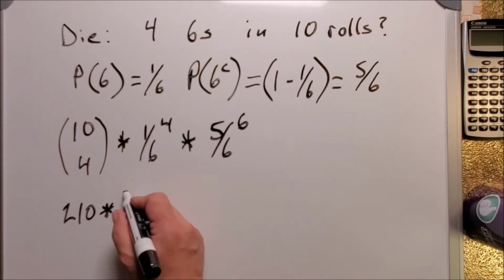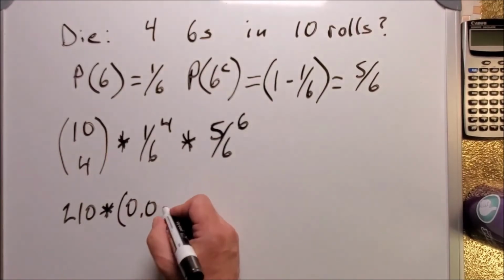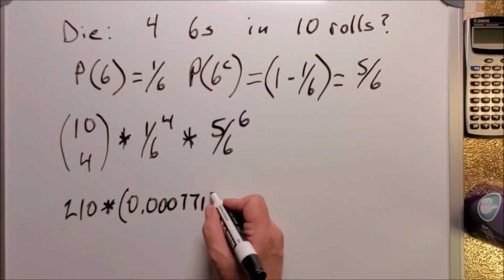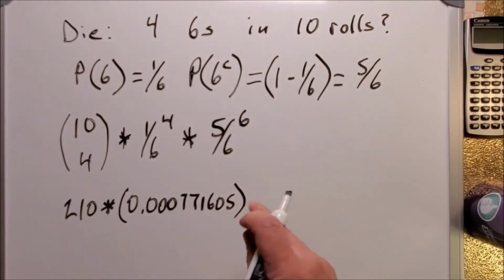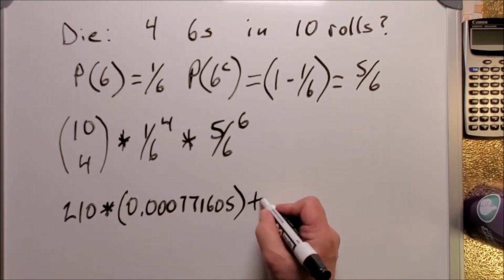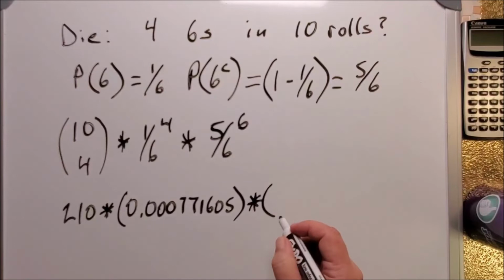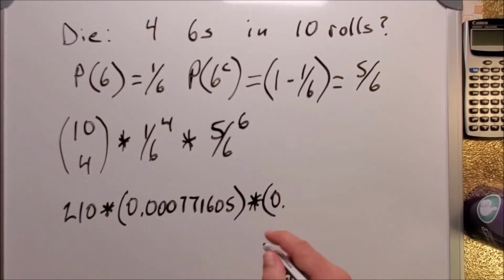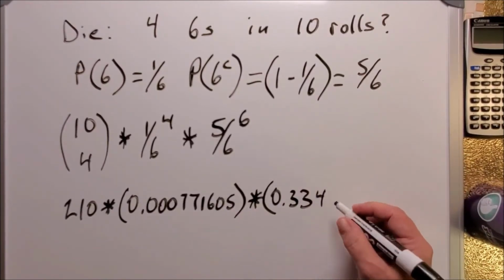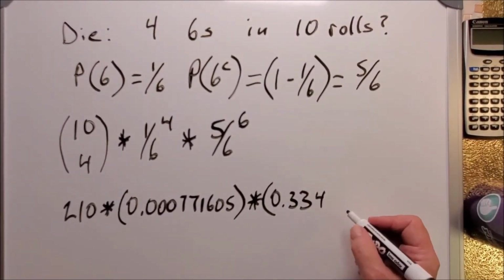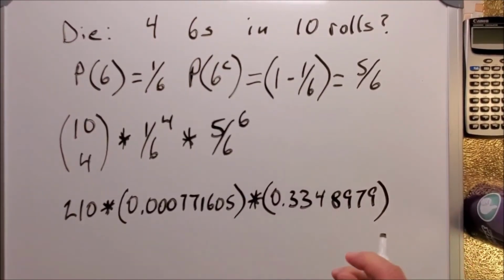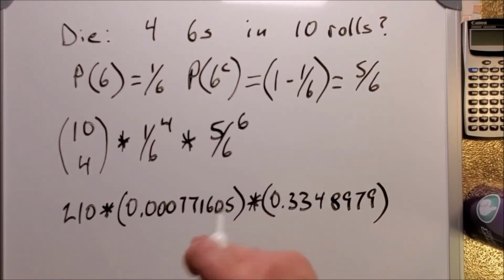So 1/6 to the 4th power, I got 1,000,000. I'm going to throw in some digits, 771,605. And then for 5/6 to the 6th power, I got, let's multiply. Sometimes I'll put a dot, but this time I'll be real extra clear and put an asterisk, meaning multiplication. 0.3348979.